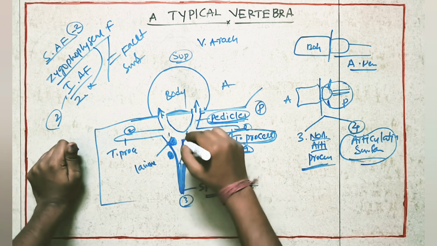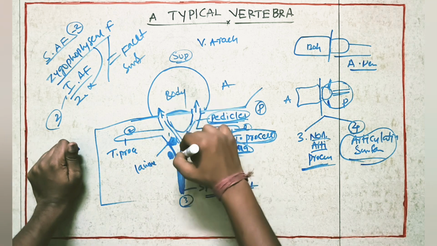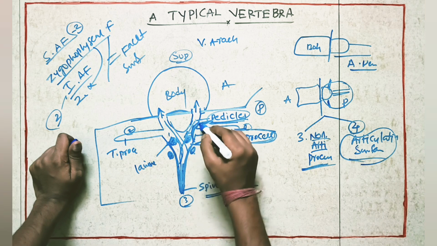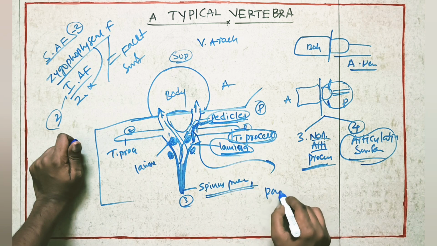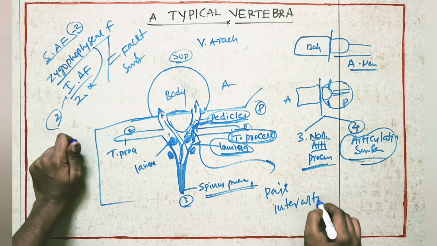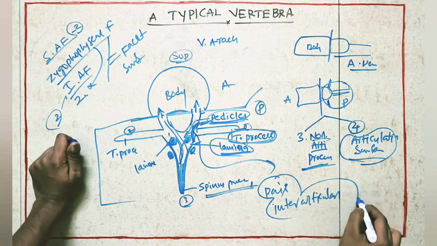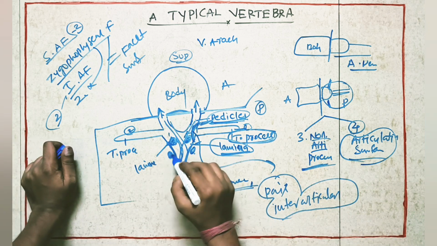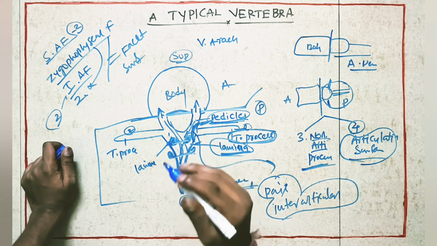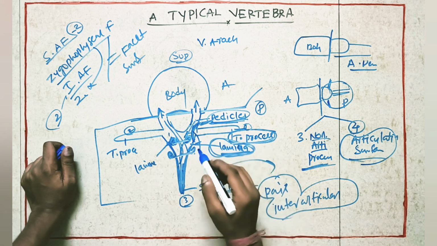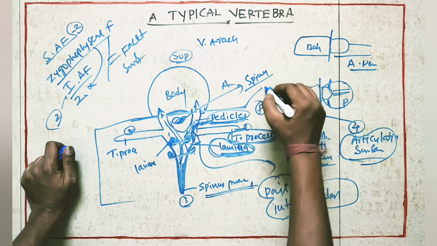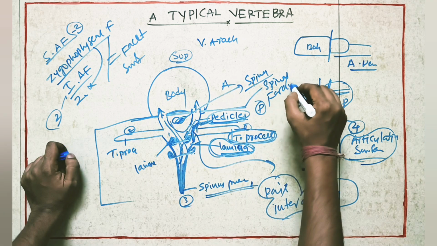From here we will have the trabecular systems. Okay, the connection between the pedicle and lamina is called the pars interarticularis. What is the importance of this pars interarticularis? We'll see later. Understand one point: the superior and inferior facets come from the lamina. This is the space for the spinal cord, the spinal foramen.